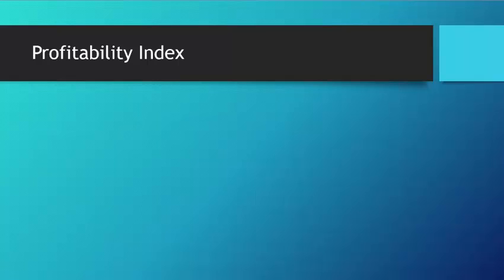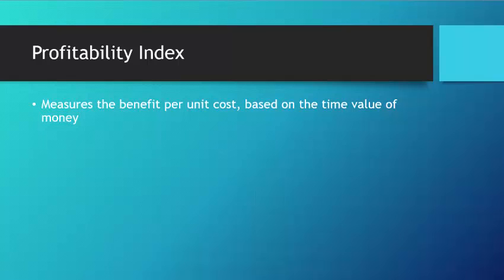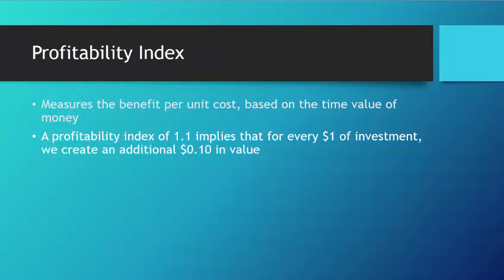It's called profitability index. I don't think that Excel actually calculates this one directly, but it's not that hard to do anyway. So we're going to do it fairly quickly, fairly easily. Profitability index measures the benefit per unit cost, so it takes into account the fact that the initial investments may be a little bit different. It's based on the time value of money, so it takes the best of both worlds.